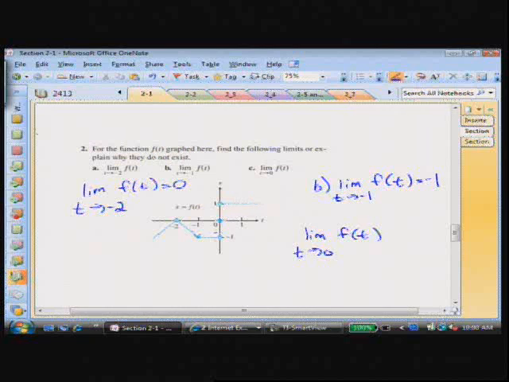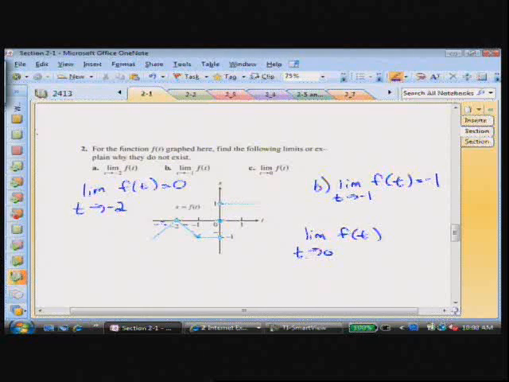The problem is that when I come in from the left, I'm at -1. So I have this jump. Do you see what I'm saying? See, at -2, it didn't matter that the function didn't exist at -2, that there was this open circle. Because I came in from the left and from the right, and on either side I was getting 0, that's how I could say that the limit was 0.